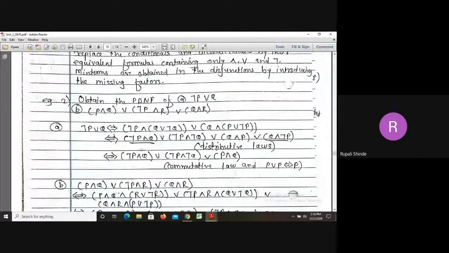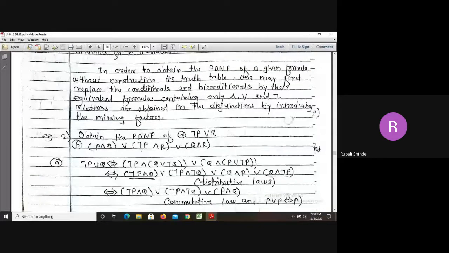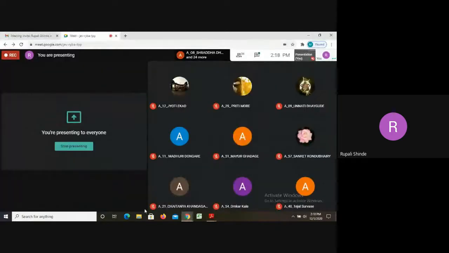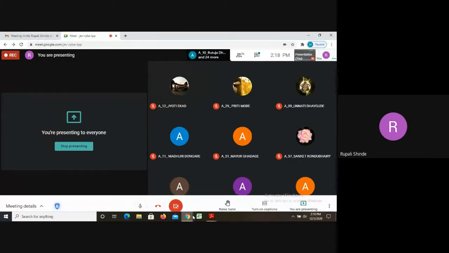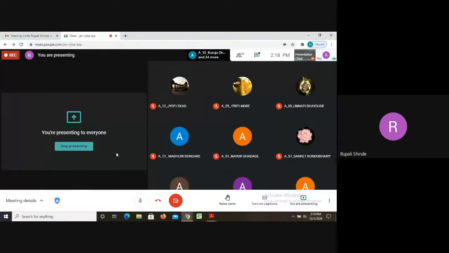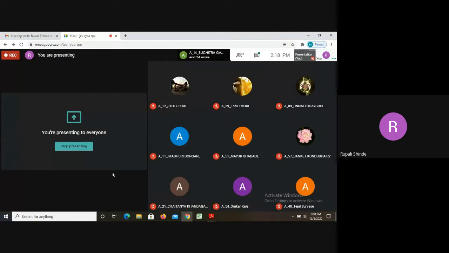Have you understood this PDNF? If you have any doubt, you can ask me. Otherwise, we will see the next point, and that is PCNF.